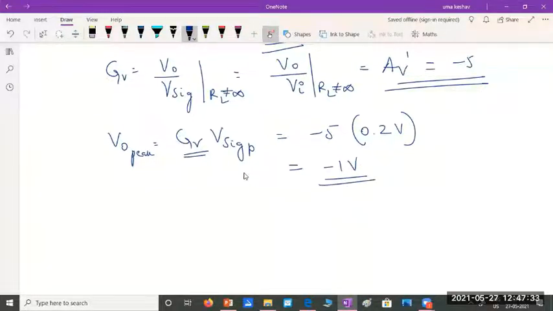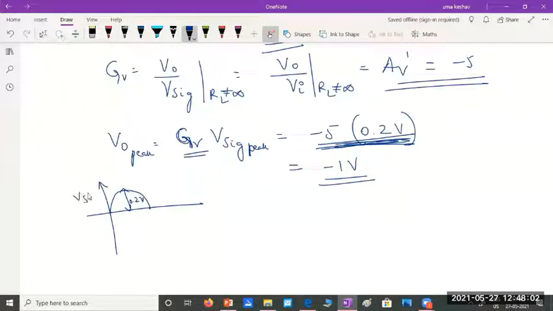So the peak output voltage will be the overall voltage gain into the peak signal generator voltage which you have applied. So if the signal generator voltage was 0.2 volts and the overall gain was minus 5, the peak output voltage will be minus 1 volt. So remember this, if you give peak input voltage of 0.2 volts, this is your Vsig, you will get peak output voltage of minus 1 volt. V0 will be like this.